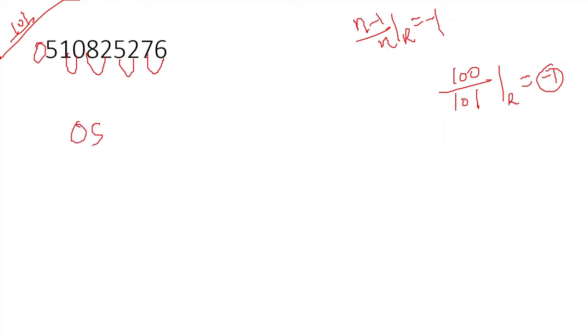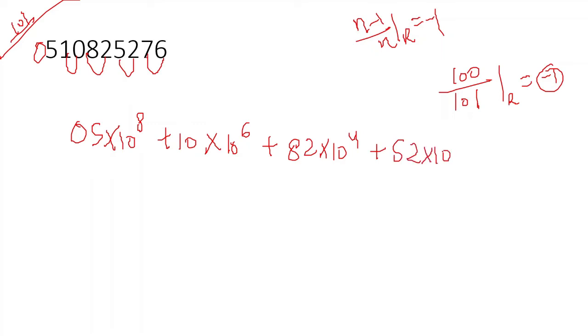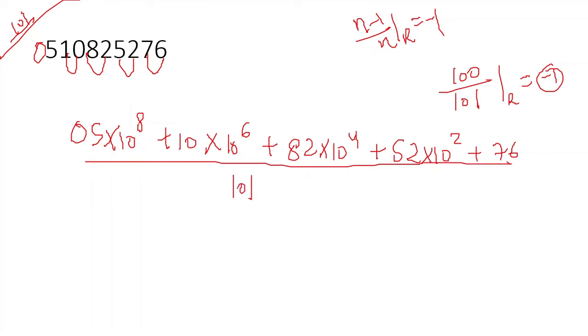So this is 5 into 10 to the power 8, plus 10 into 10 to the power 6, plus 82 into 10 to the power 4, plus 52 into 10 to the power 2, plus 76. This number can be written like this, and you need to check the divisibility rule by 101.